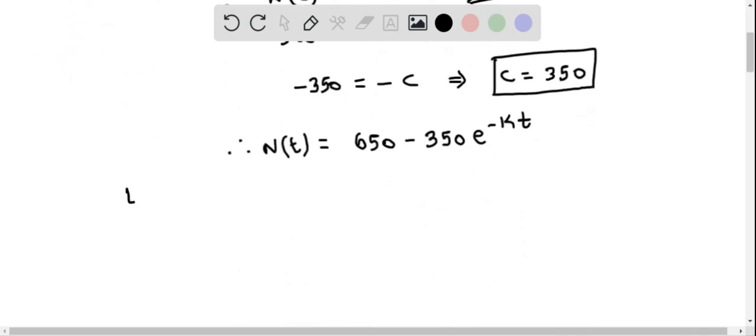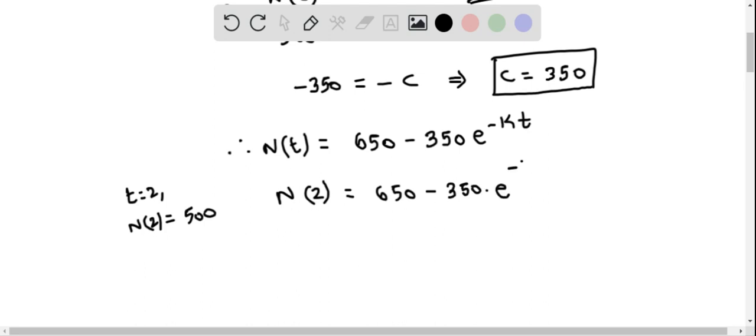So let's plug in t equals 2 and N of t, which is N of 2, and this equals 500. Therefore, N of 2 equals 650 minus 350 times e raised to the power of negative k times 2. N of 2 equals 500. So replace N of 2 by 500: 500 equals 650 minus 350 times e raised to the power of negative 2k.